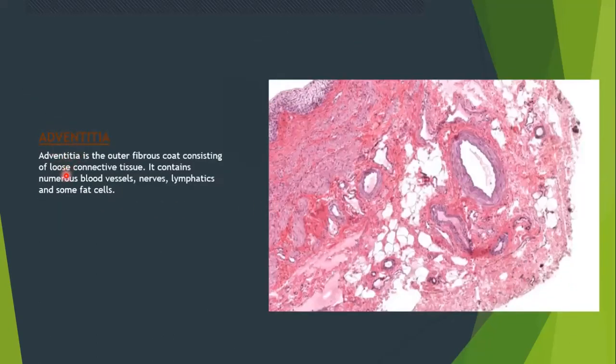The adventitia is the outer fibrous coating consisting of loose connective tissue, and it contains numerous blood vessels, nerves, and lymphatics, and some fat cells, the adipocytes. Here you can clearly see the adipocytes. This is a blood vessel. Maybe this is an artery, and this is a vein here which has collapsed. Okay.